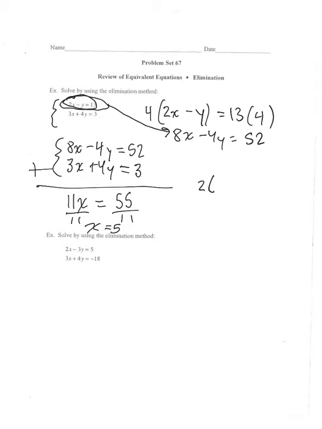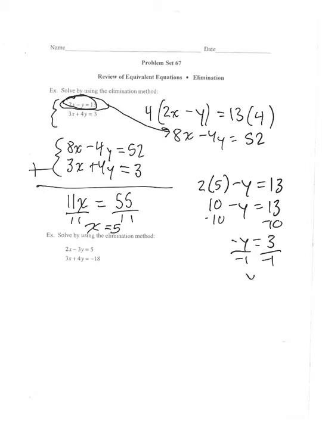And I'm going to substitute that 5 in for x. And what that's going to allow me to do, just like we were doing before, is to solve for y. And so I got my ordered pair, 5, negative 3. And that's my solution. Let's give this one a try.